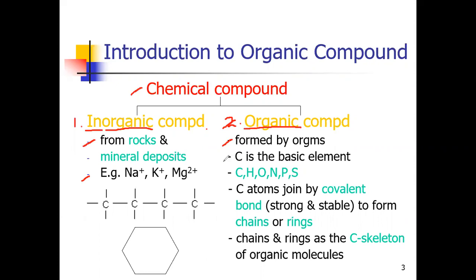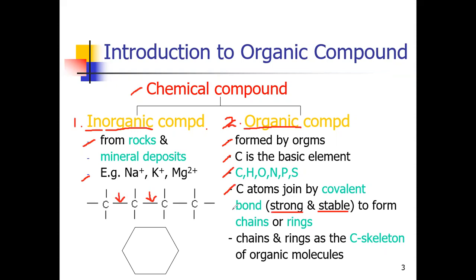So all organic molecules on Earth are produced by living things or organisms. Carbon is the basic element, and usually they will have carbon, hydrogen, oxygen, and sometimes nitrogen, phosphorus, and sulfur atoms. Now the carbon atoms are joined by covalent bonds. Why covalent bond? You see these carbon atoms are joined by this covalent bond here. Because covalent bond is a strong bond, it gives stability to the overall molecule.